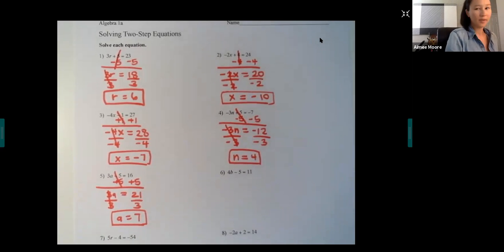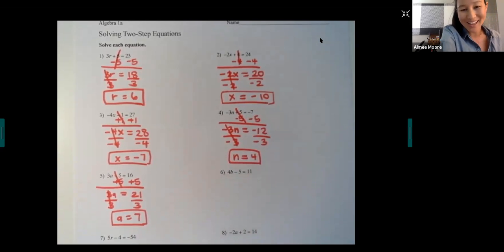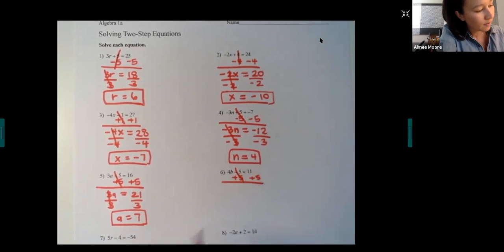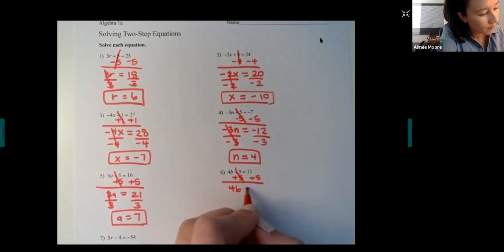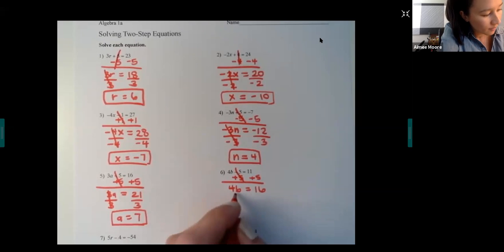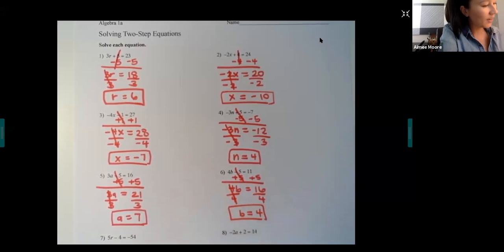Okay, Dakota, your turn for number 6. 4b minus 5 equals 11. What should I do first? You're going to add 5 to both sides. Excellent. And then that'll leave you 4b equals 16. Good. And then divide by 4 on both sides. And then b equals 4. Excellent. Very good.